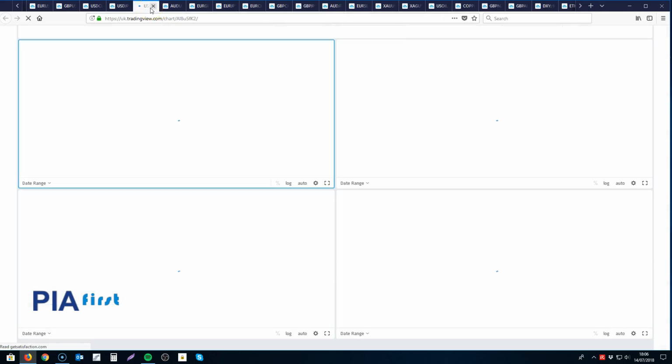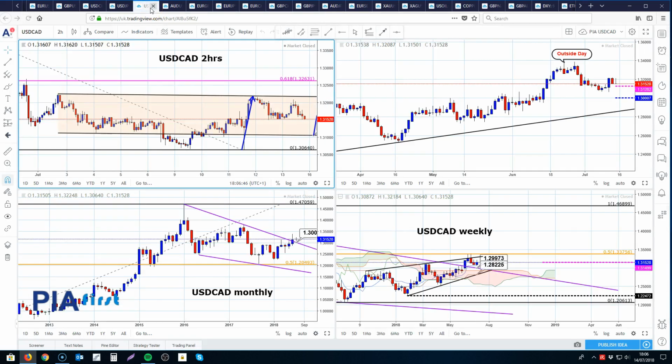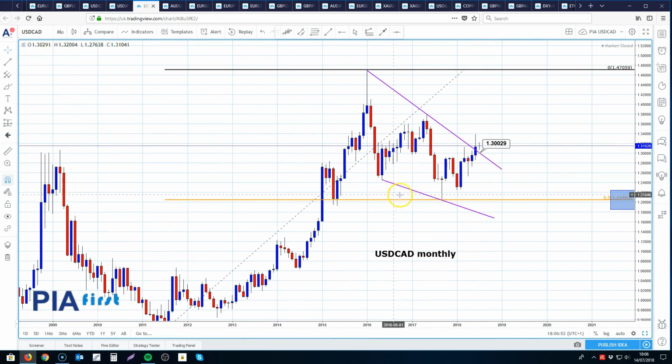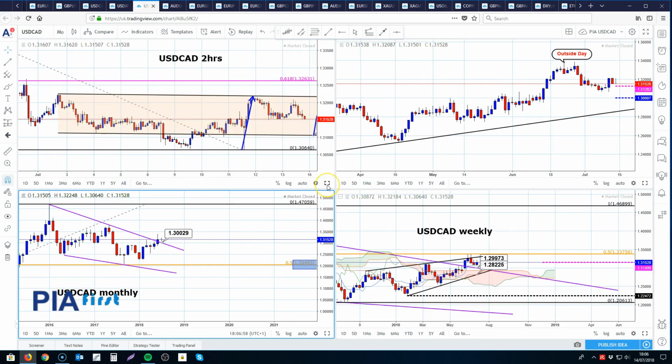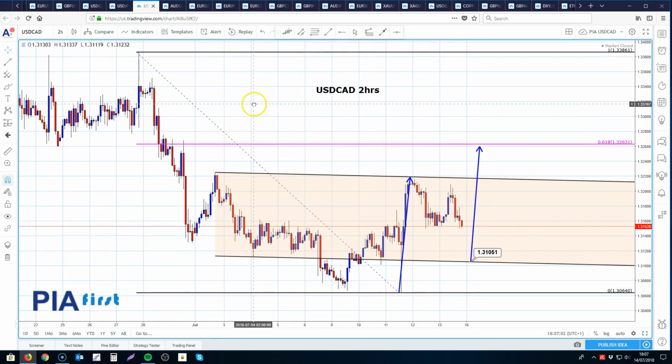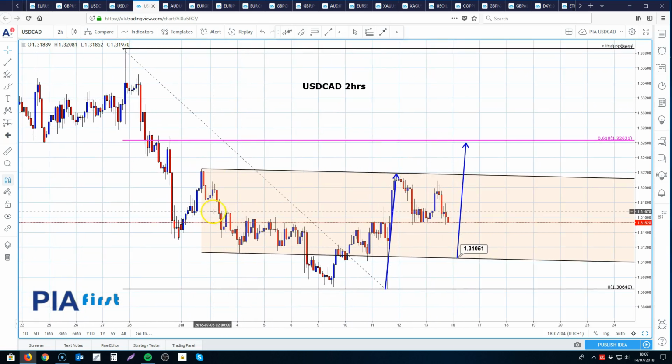Dollar CAD has broken out of a large triangle formation to the upside. Reverse trendline support is around about 130, the figure. If we go to this time frame, which is the dollar CAD 2 hour time frame, we think that we're possibly producing a reverse head and shoulders, so left shoulder, head, and then coming down in a right shoulder.